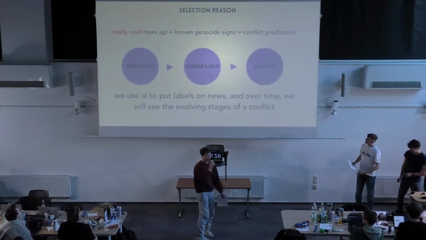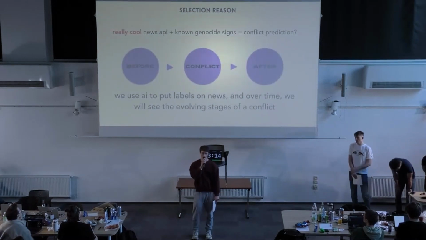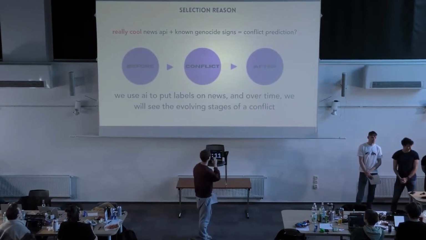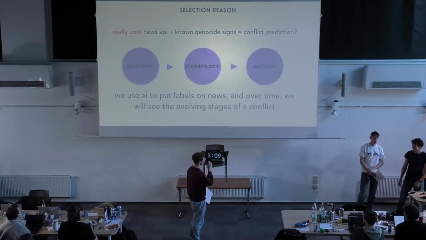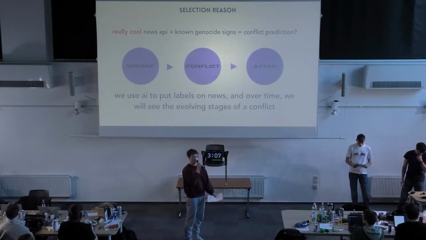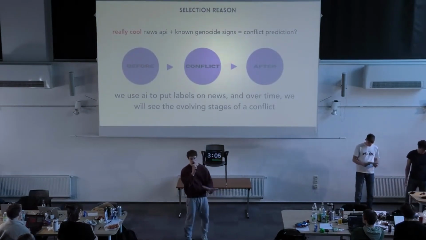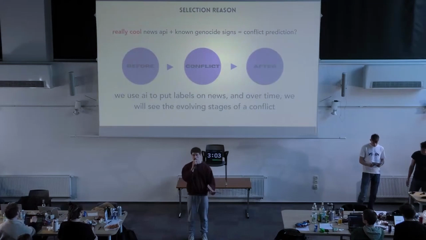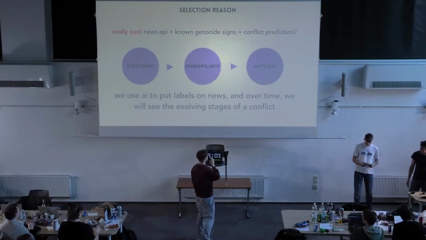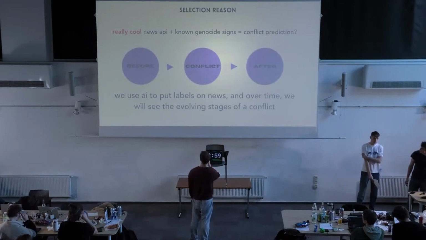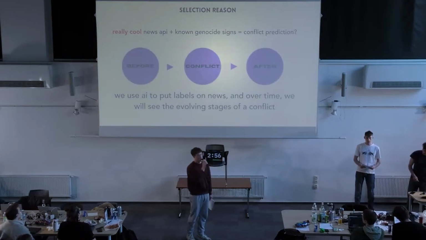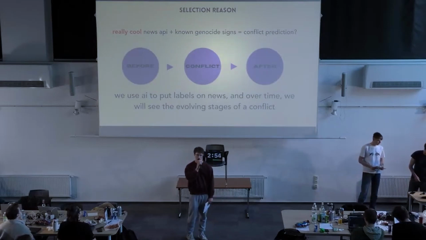So basically, we knew we have a really cool API, and we know how genocide works, or rather what happens before genocide. So maybe we can combine this, and maybe we can predict genocide or conflict. And we thought, yeah, let's use AI, because why not?